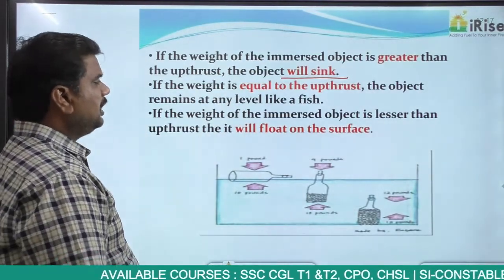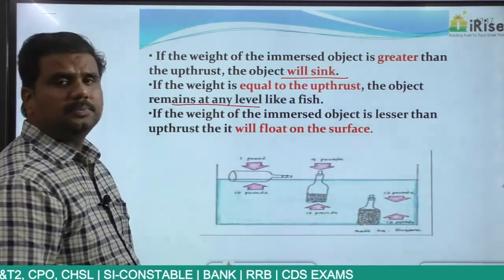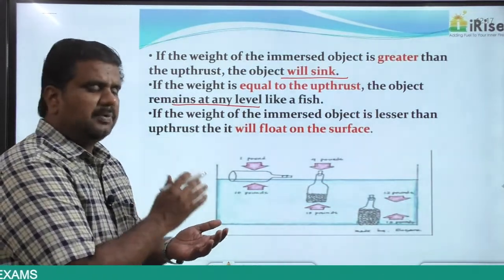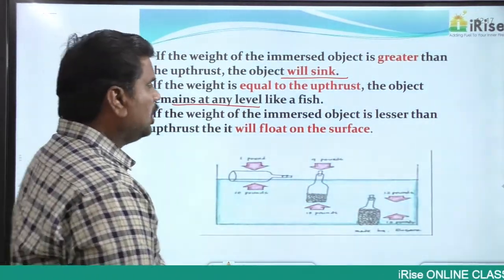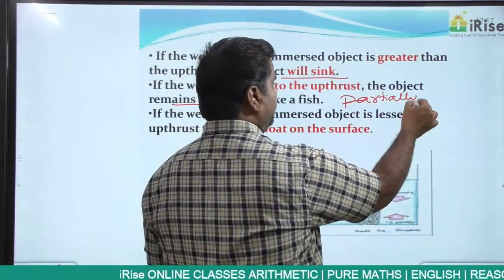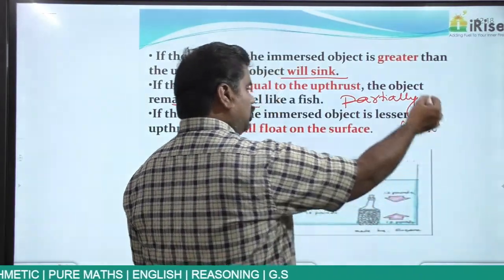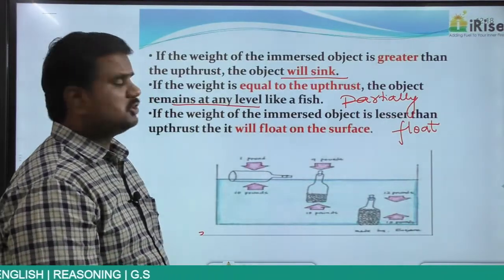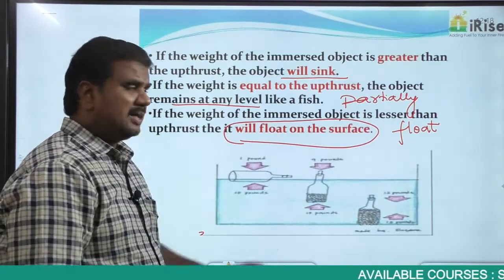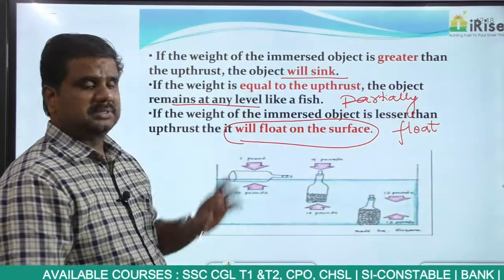If the density is equal, in that particular case, the object will remain at the same level. If the object density and the liquid density are both equal, the object will partially float. If the object density is less than the density of the liquid, then in that particular case, the object will completely float. If they are equal, it partially floats. If the density of the object is more, then the object will sink.